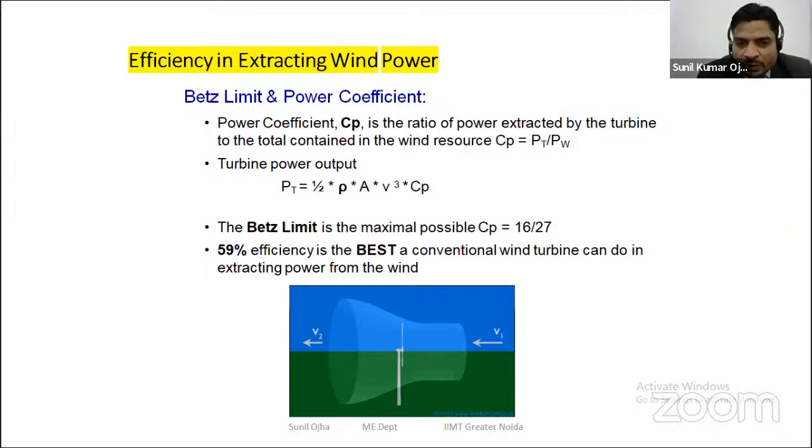When we put these values into the equation, we find that Cp is equal to 16 upon 27, or about 59% efficiency. It is the maximum efficiency that we can harness through the formulation. That is called the Betz limit. Up to 59% efficiency is the best a conventional wind turbine can do in extracting power from the wind.